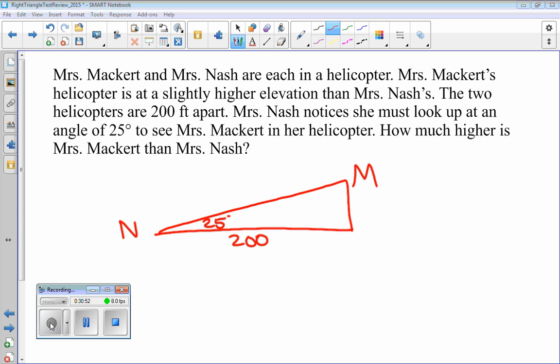Do I care how high Miss Nash is off the ground? Do I care how high Miss Mackert is off the ground? We don't care from the ground how high we are. We just want to know the difference between each other. So this is all the information we really need. Which side is X?